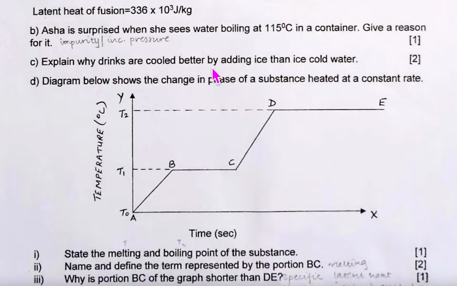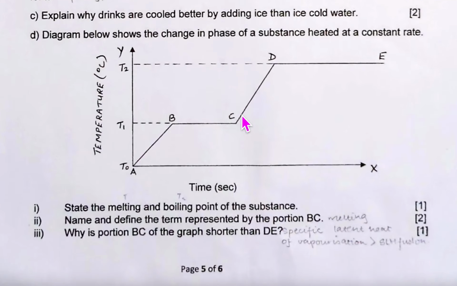Why are the drinks cooled better? This is a learning type of question. I have taught you how to write this. What is this? State the melting and boiling point. This is a solid, so this is melting. Melting point is T1, boiling point is T2. Name and define the term represented by portion BC. This is going to be the melting, correct or no? So you have to define that.